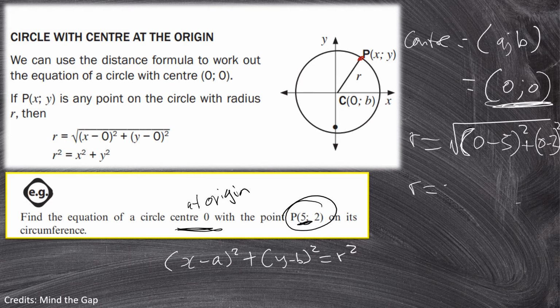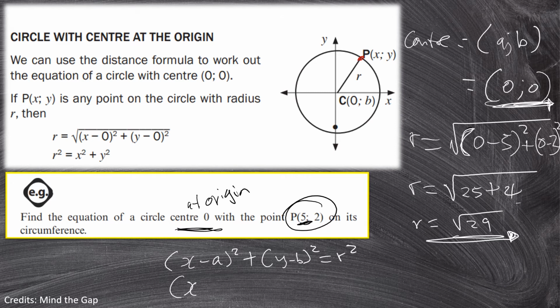So our r is going to be the root of 5 squared, which is 25, plus 2 squared, which is 4. R is going to be the root of 29, if I'm not mistaken. Yeah, the root of 29, and that is our radius, right? After getting your center and your radius, that's all you need to be able to determine the equation of a circle. So you go and replace.